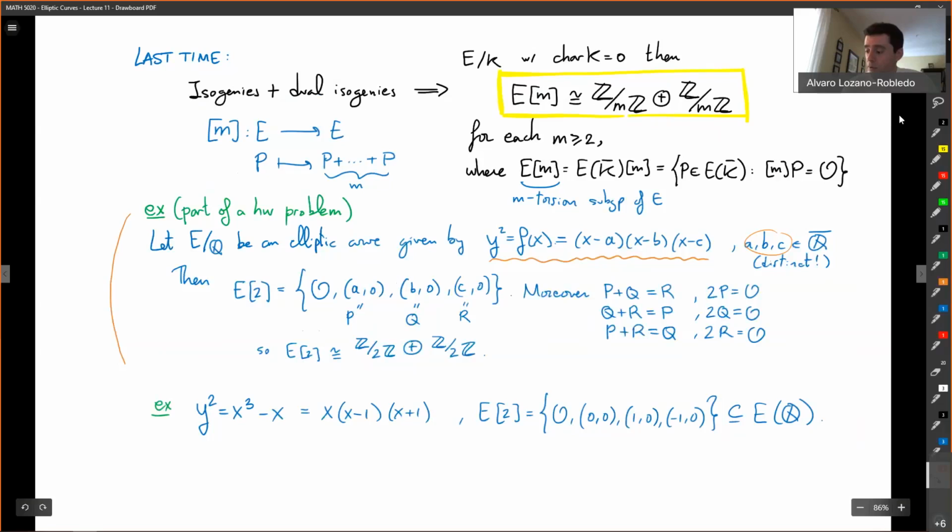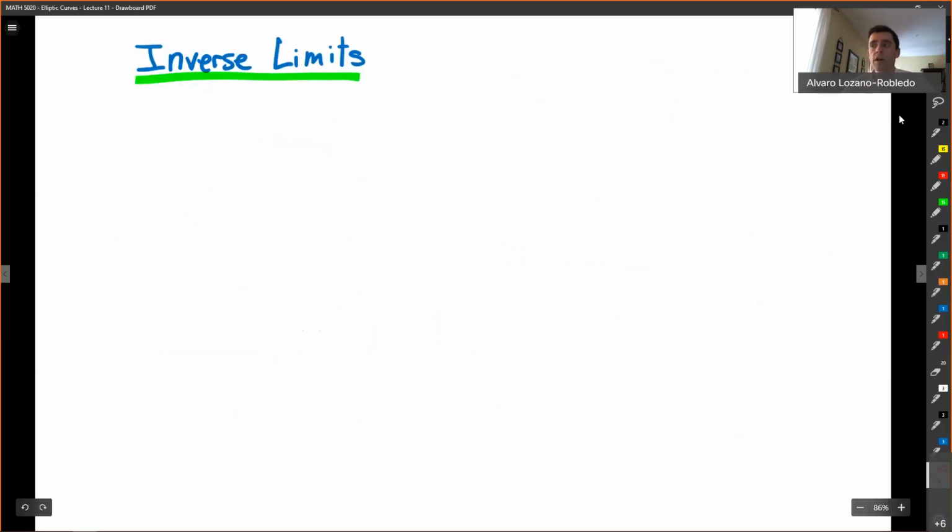So to talk about the Tate module today, first, if you've never seen inverse limits, then I need to give you a quick crash course on inverse limits. So we're going to do that. So here's what an inverse limit is. It's a construction which is like a group theory construction. So I'm going to start with a sequence of groups.